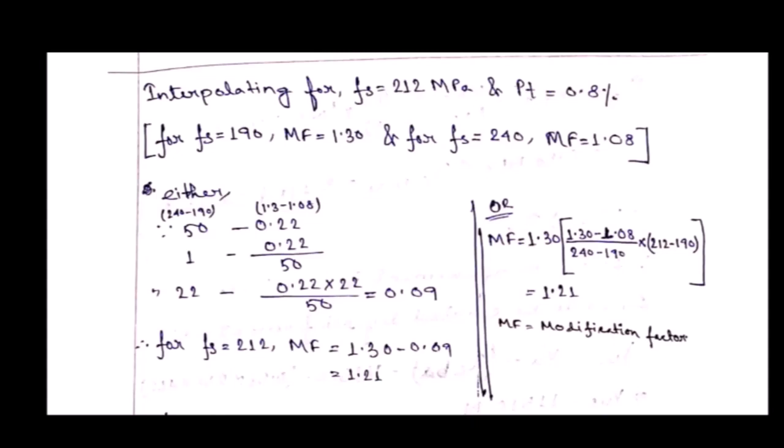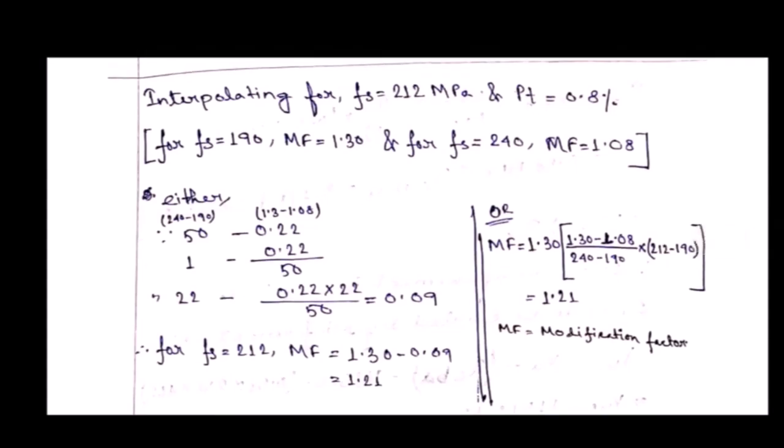So Fs 212 lies between Fs 190 and Fs 240. So let's interpolate and find out the value of modification factor for Fs 212. There are two methods. You may apply any of these. Left side is the conventional method and right side is the formulated method. So let's check the right side. Modification factor is equal to 1.30 minus, within bracket, 1.30 minus 1.08 by 240 minus 190, as it lies between this, multiplied by 212 minus 190. So the value is 1.21. So 1.21 is the modification factor for Fs 212.